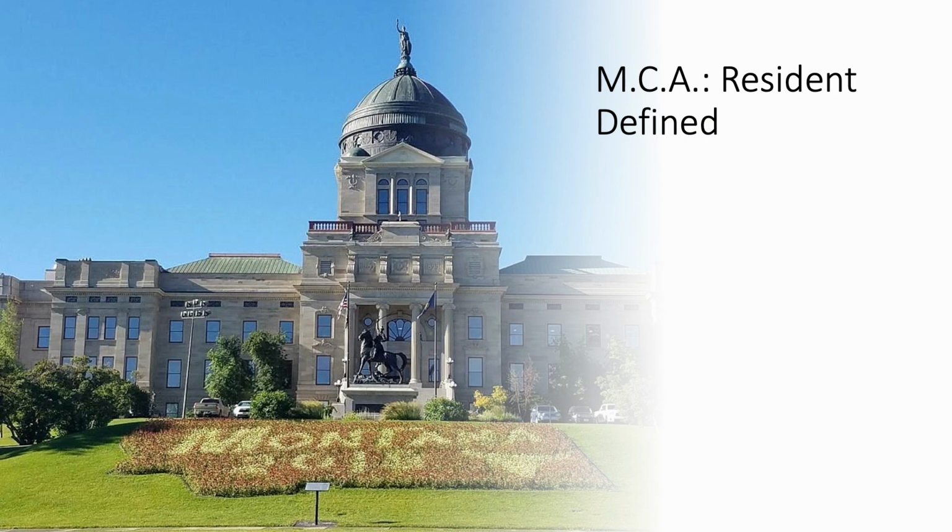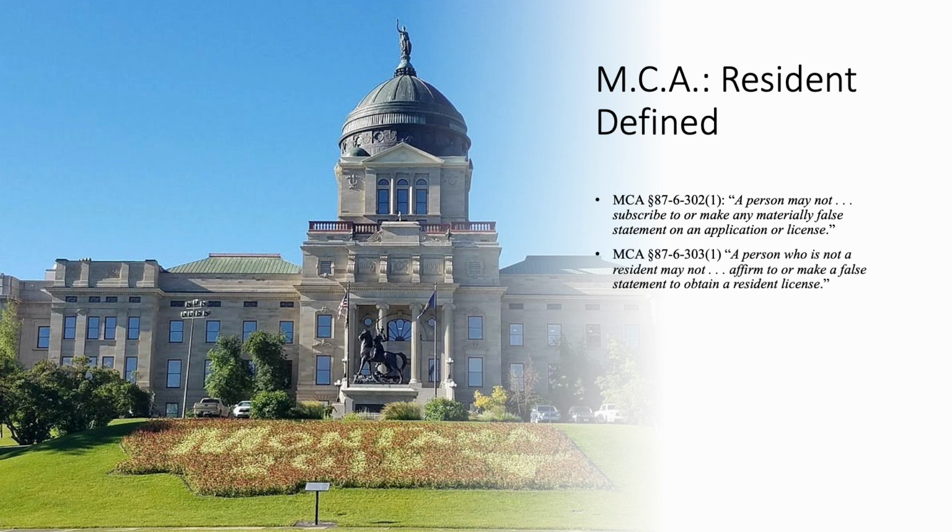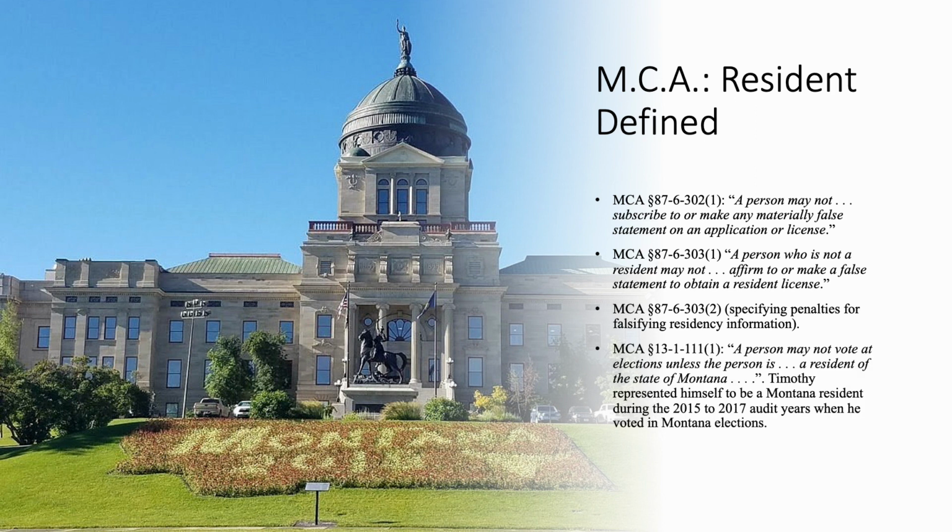Montana Code Annotated further defines residence as a person may not swear under oath or with penalty of perjury to make any false statement or application for a license. A person who is not a resident may not make a false statement to obtain a resident license. This is how you get convicted of criminal charges. And then it specifies the penalties for falsifying your residency information in order to obtain a residency license. It also states that you may not vote at elections unless you're a resident of Montana. Timothy represented himself to be a resident of Montana during 2015 to 2017 when he voted in Montana elections.